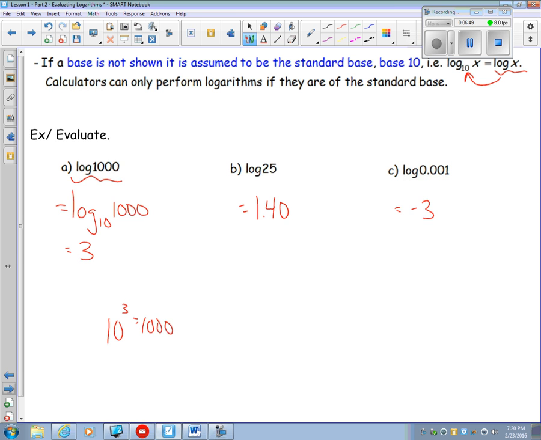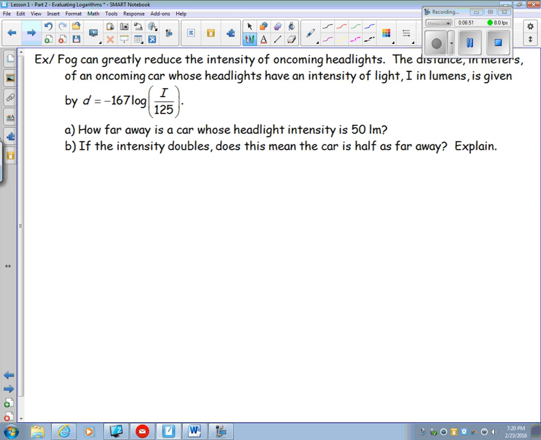Okay? And last thing, an application here. Here we have fog. It can reduce the intensity of oncoming headlights. Turns out the distance in meters and the headlight intensity are related to each other by a log function. Okay, so for part A here, how far away is a car whose headlight intensity is 50 lumens? We can figure that out.